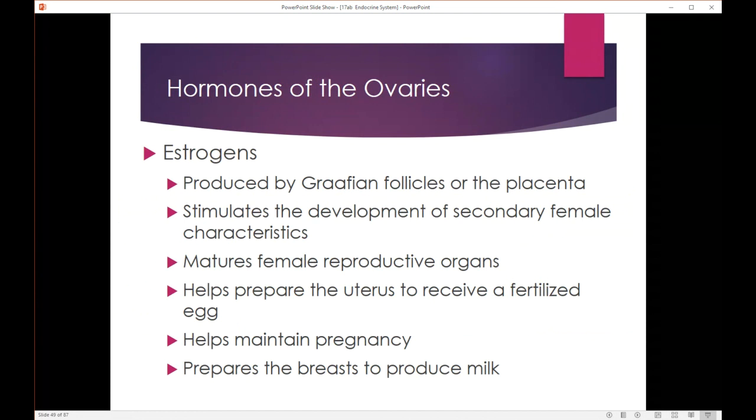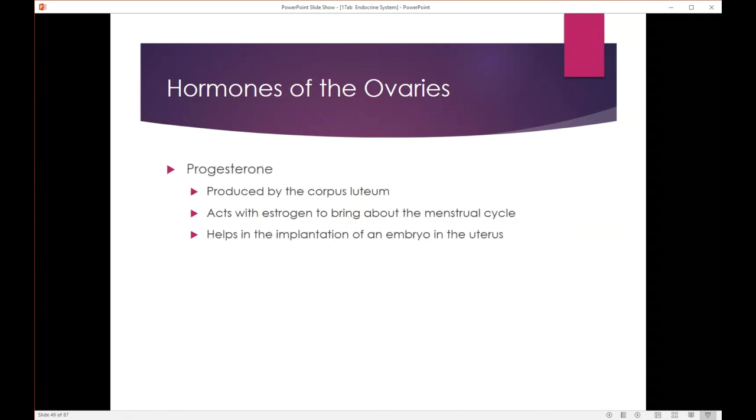So estrogens are produced by Graafian follicles. They're also produced by the placenta during pregnancy. They stimulate the development of those secondary female characteristics. They help to mature our female reproductive organs, so the uterus and the ovaries. Helps to prepare the uterus to receive a fertilized egg. This has to do with the menstrual cycle. Helps to maintain pregnancy and prepares the breast to produce milk.